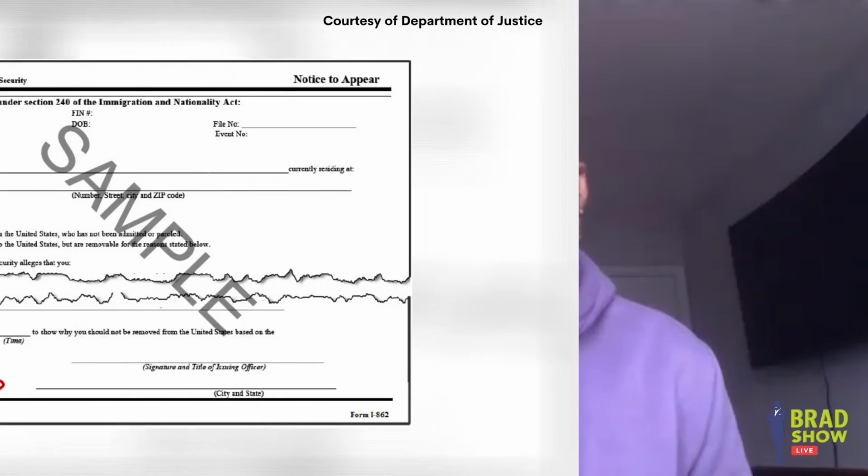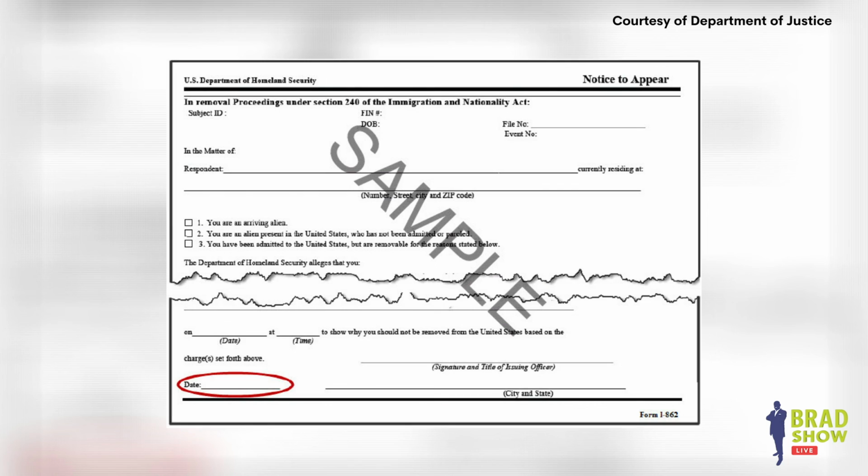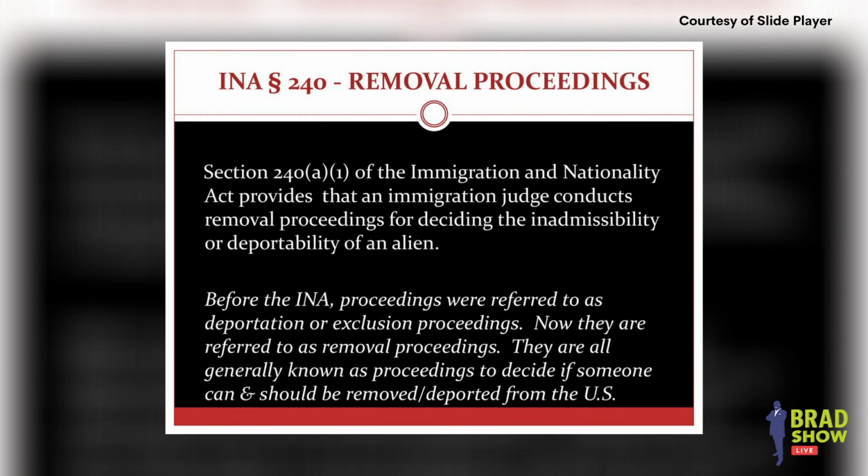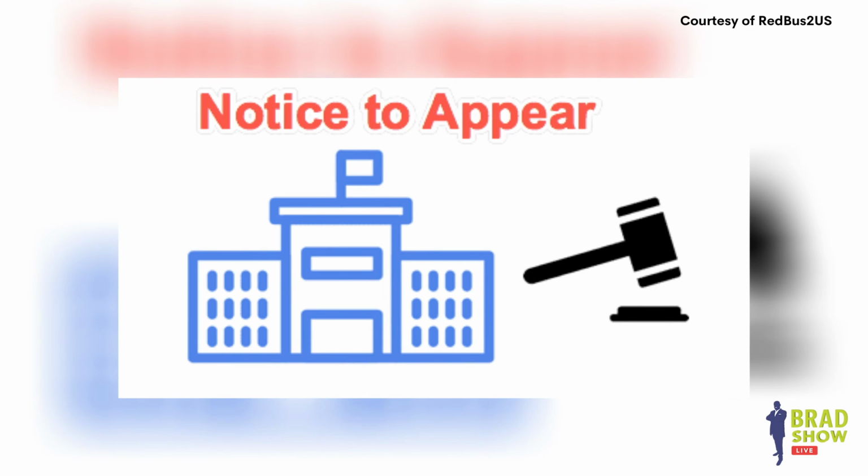NTA, also known as Form I-862, is a document that initiates removal proceedings against the respondent. The Department of Homeland Security starts removal proceedings under Section 240 of the Immigration and Nationality Act against an individual. Now, NTA serves many functions during a case, like explaining why the government thinks the respondent could be deportable and gives notice to the respondent.